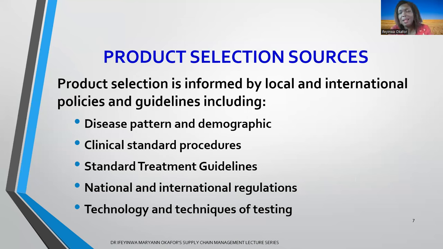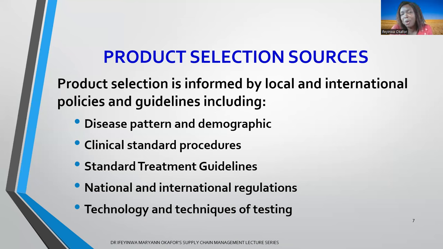Now, like I said earlier, product selection is informed by local and international policies and guidelines. You don't just get up and select a product just because you like the label or the producer or something like that. No, there are guidelines. There are certain things you need to consider before you select a particular product. There are local guidelines to look at. There are international policies to also look at.